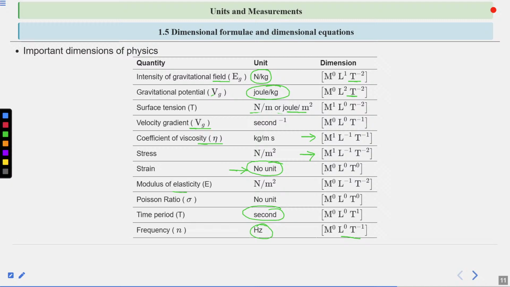Poisson ratio, this one. Poisson ratio is the lateral strain divided by longitudinal strain. Whereas lateral strain is change in diameter divided by original diameter, and longitudinal strain is change in length divided by original length. This is clear?